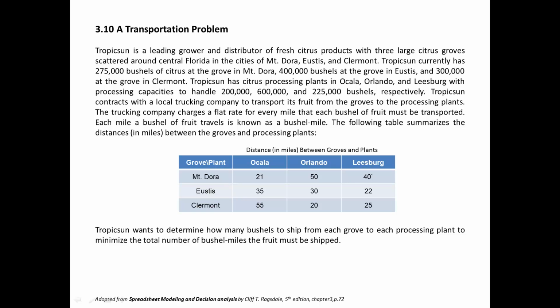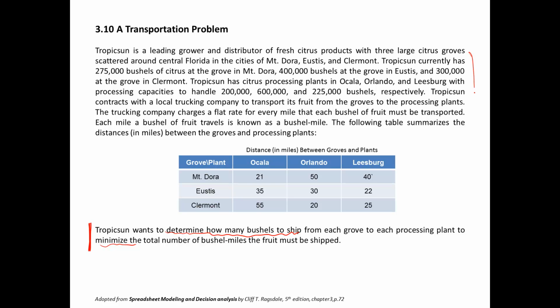So with this reading of the statement, we know that, again, from the last sentence, we got the decision and the objective. So the decision is to determine how many bushels to ship from each grove to each processing plant. And the objective is to minimize the total number of bushel miles.